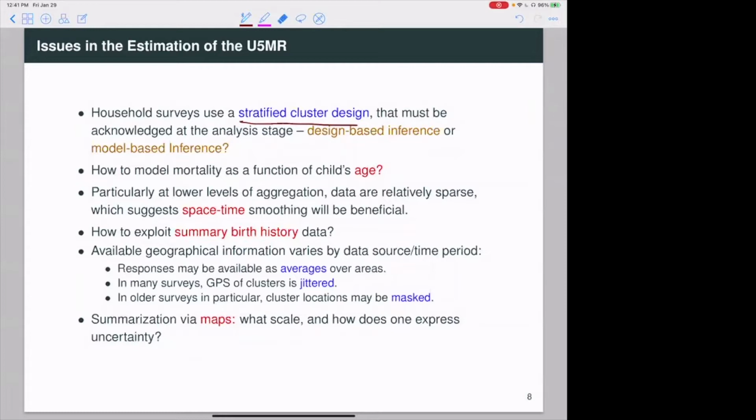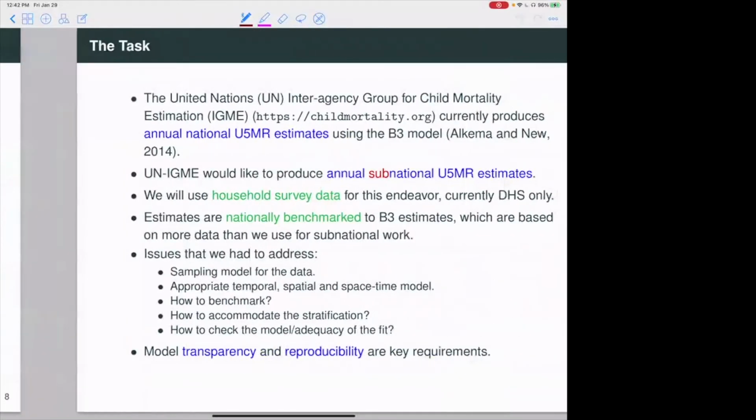There are other idiosyncrasies of the data. We don't get the exact coordinates of the clusters. They're jittered via a known algorithm, but there's some randomness added to those points, different amounts in urban and rural. That's always a problem when you want to go down to really low levels. So we've looked at that a little bit as well. And then another open question is, what should we be displaying? I'll show some ideas on that later.